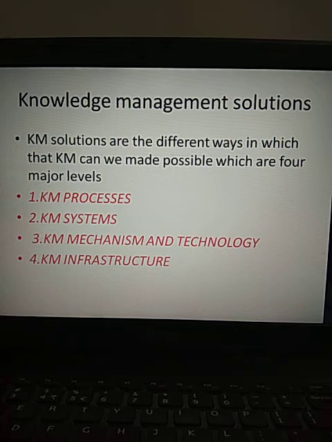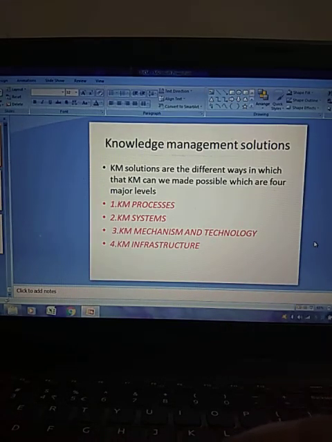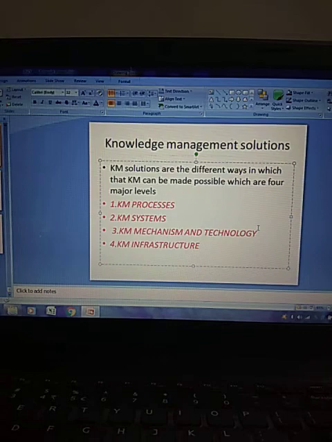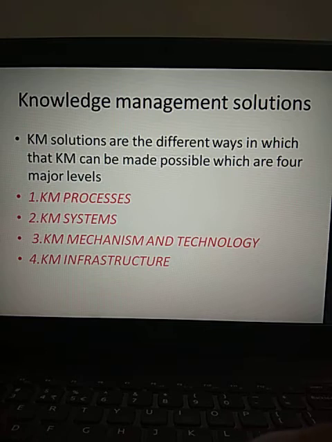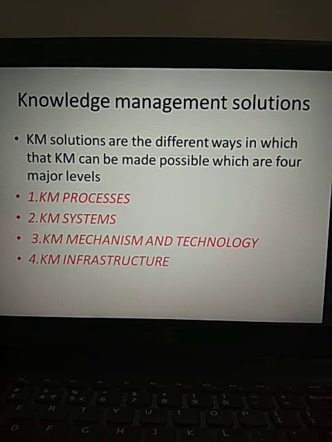So what do we mean by that? The knowledge management solutions are the different ways in which knowledge management can be made possible, which are at four major levels. Number one, knowledge management processes. Number two, knowledge management systems. Number three, knowledge management mechanism and technology. Number four, knowledge management infrastructure.